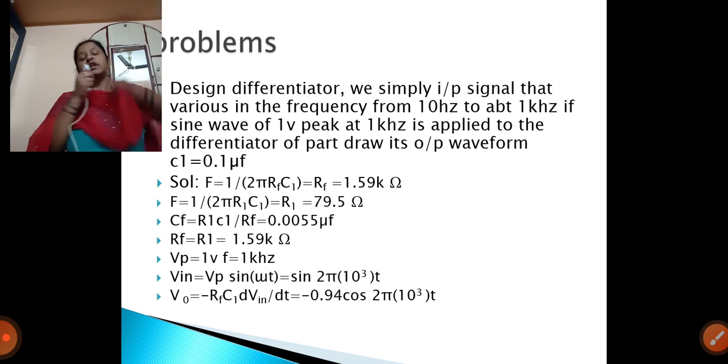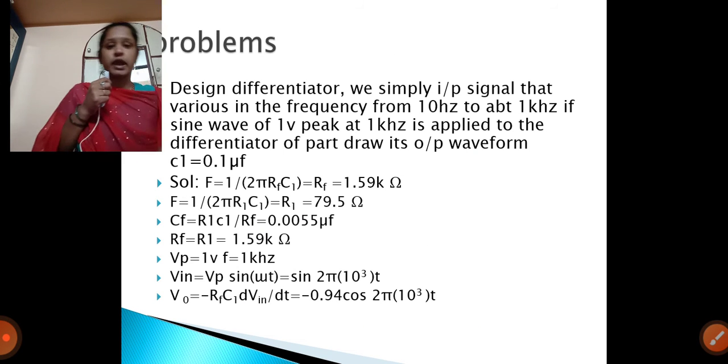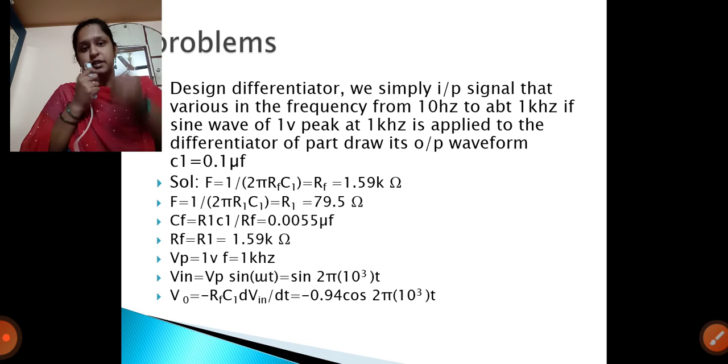Once again, you have to solve it at home. If you are not getting that one, you can contact me. I will send the pictures of step by step.